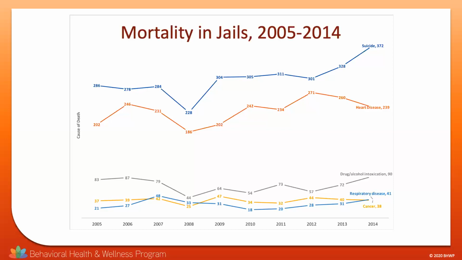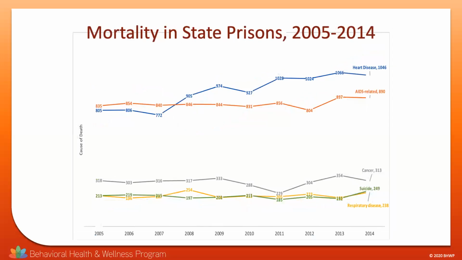After suicide, heart disease is the biggest killer inside jails. Rounding out the top 5 causes of death in jails, we see 3 more cigarette-caused diseases: drug and alcohol intoxication, respiratory disease, and cancer. This link between mortality in incarcerated environments and smoking becomes even starker when we look at prisons. Here we can see, as in the general population, that heart disease is our #1 killer. Cancer is 3rd, followed by a statistical tie between suicide and respiratory disease.